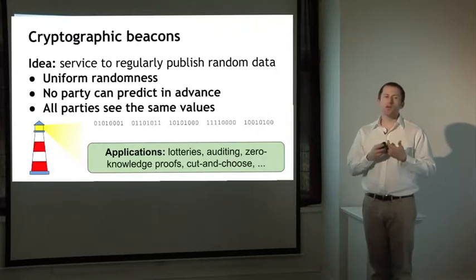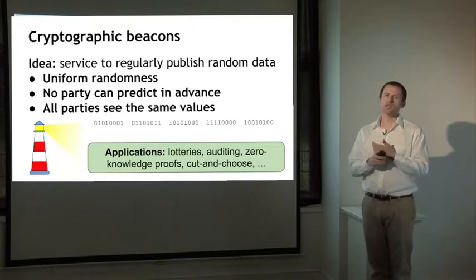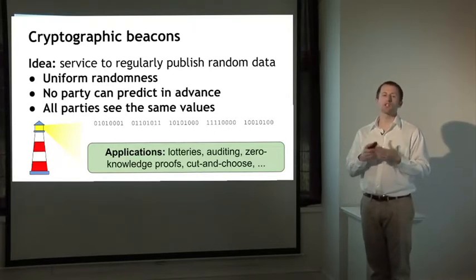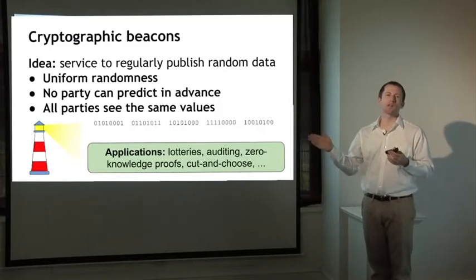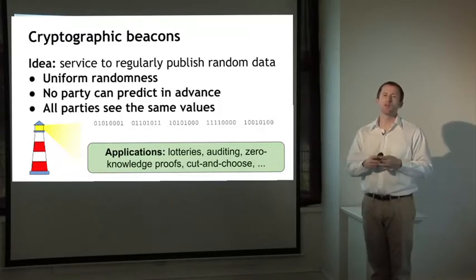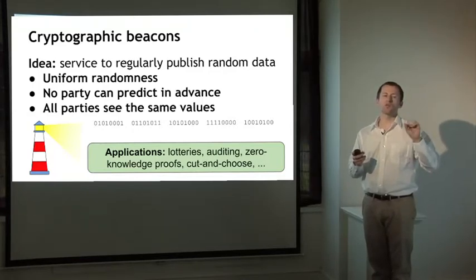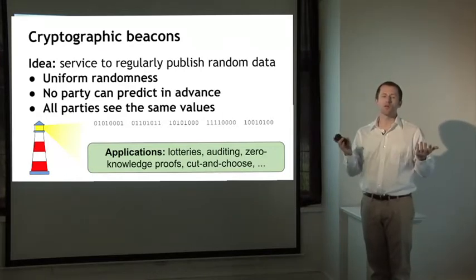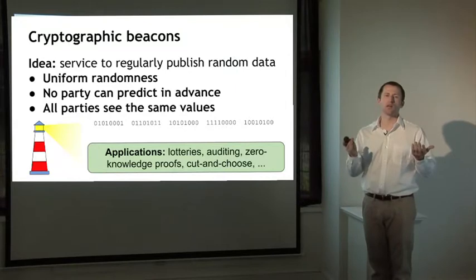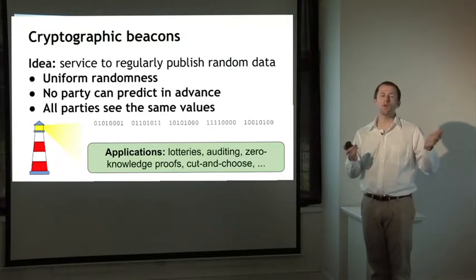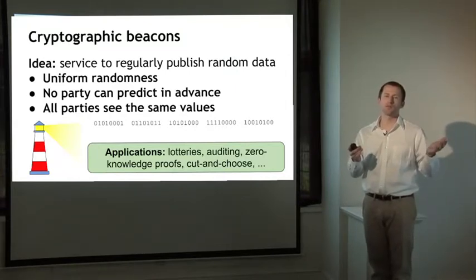So for a long time, people have wondered, could we do better cryptographically? Could we have a service that we call a cryptographic beacon? And the idea is that this beacon, much like traditionally a beacon is like a lighthouse that sweeps out light at regular intervals, this cryptographic beacon will emit new random data at a regular rate. And the goal is that it will emit uniform randomness that nobody can predict in advance. So everybody agrees that there's no way to predict what values the beacon is going to output next. And yet every party can see the same values and agree on them.